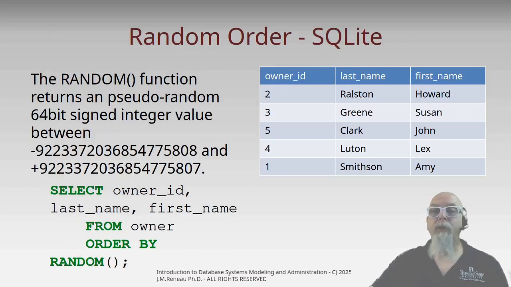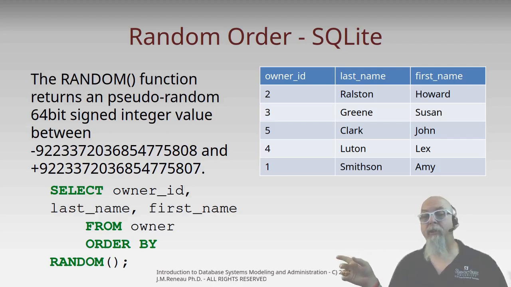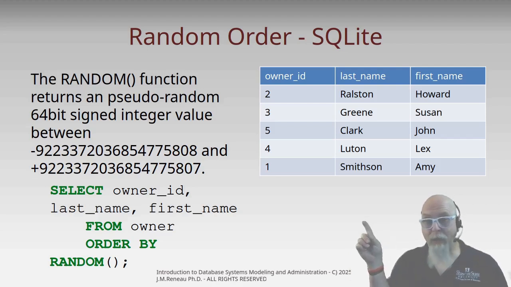If you're using an SQLite database, the function is RANDOM, R-A-N-D-O-M, not RAND, and RANDOM returns a 64-bit signed integer in the range you see up there. It does a similar thing, but instead of returning a decimal number between 0 and 1, RANDOM returns an integer in the 64-bit range, which also allows us to sort the order of the select statement in a random order.